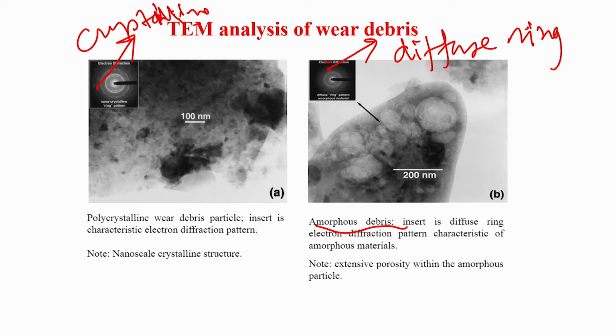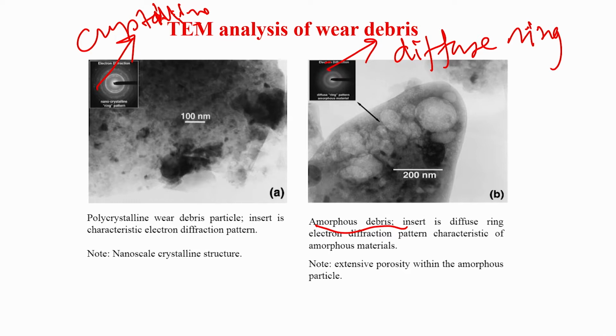And if you look at other contemporary measurements, for example, scanning electron microscopy, or X-ray diffraction to some extent, Raman spectroscopy and so on, it is very difficult to confirm with greater assurance that these debris particles are indeed crystalline or amorphous, but TEM actually gives you a very clear idea about the nature of the debris particles.